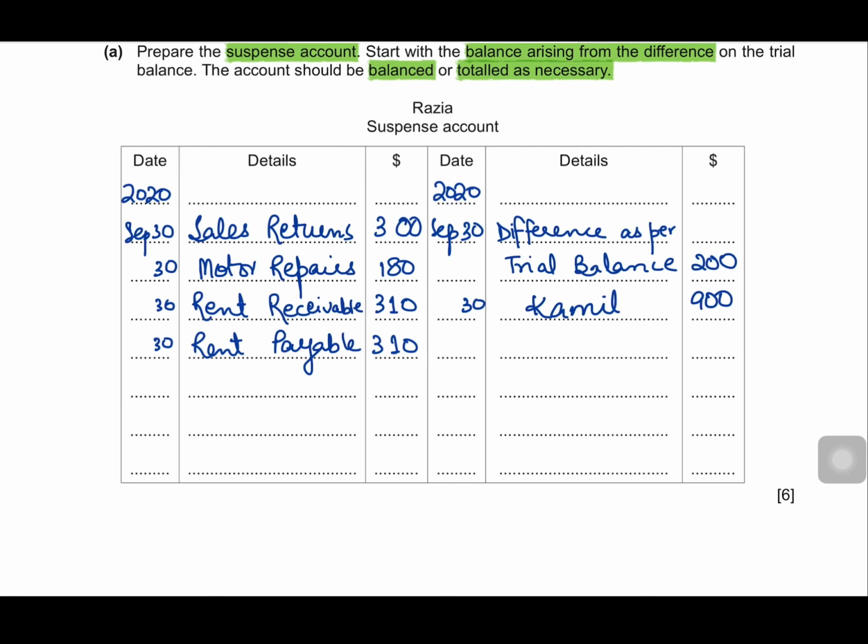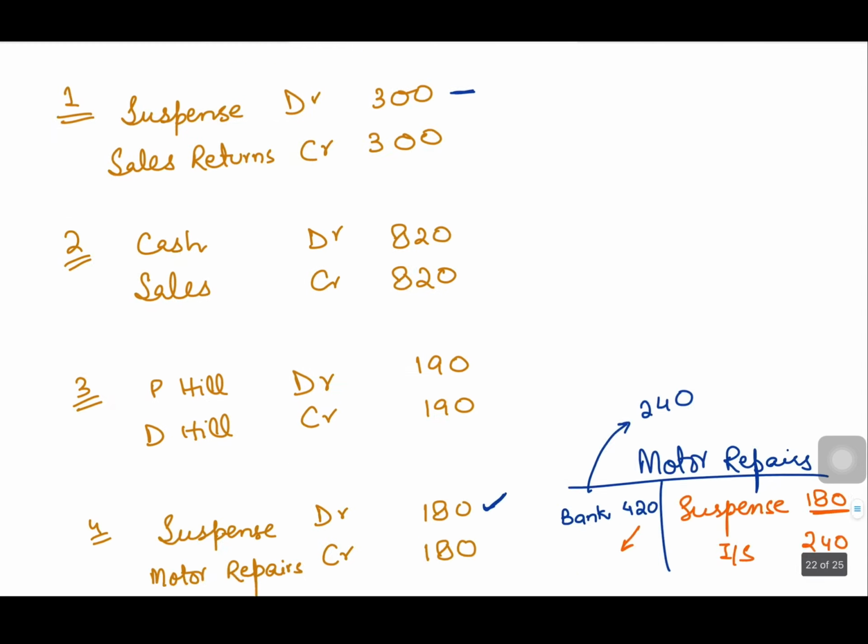Now let's see. The total on the credit side would be 900 plus 200, 1100, and on the debit side it will be, oh, that's same, and that is 1100. This means that there remains no balance in the suspense account and we have totaled it. So this means that you have correctly corrected all your errors and your suspense account is totaling. Very good. Now let's move to part B.